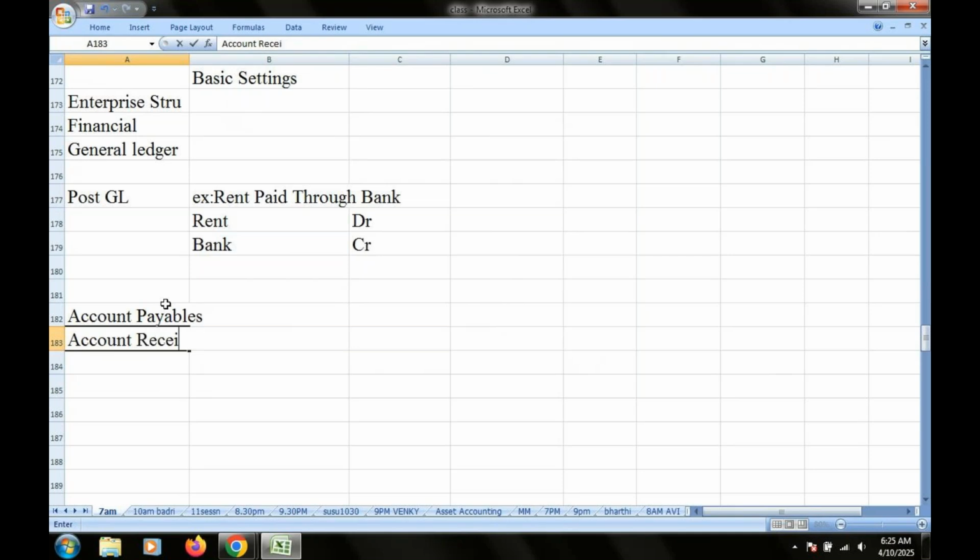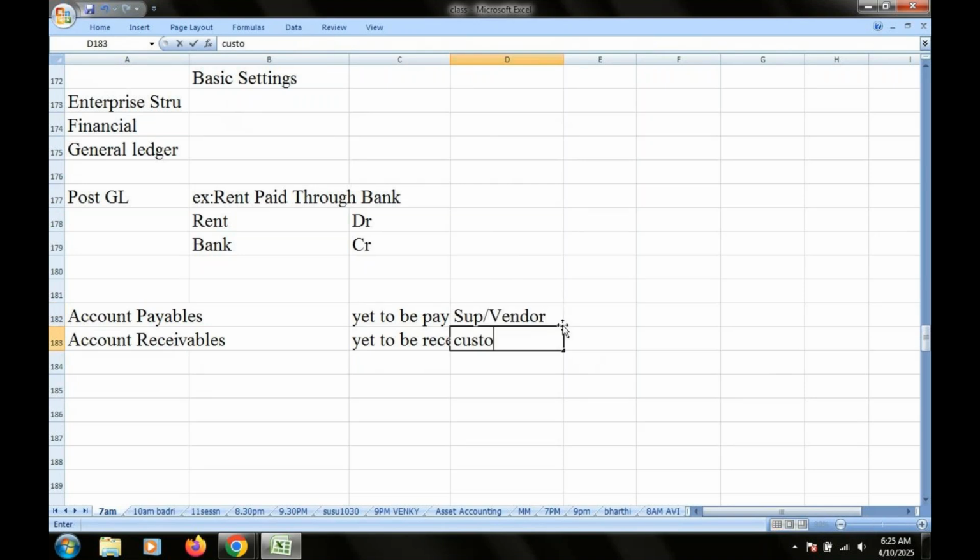Account payables, account receivables. The account payables, in a simple sentence, means yet to be paid, and account receivables means yet to be received. Yet to be paid, yet to be received. For whom we are yet to pay or yet to receive, there is nothing but here we have a supplier, or we can call them a vendor.